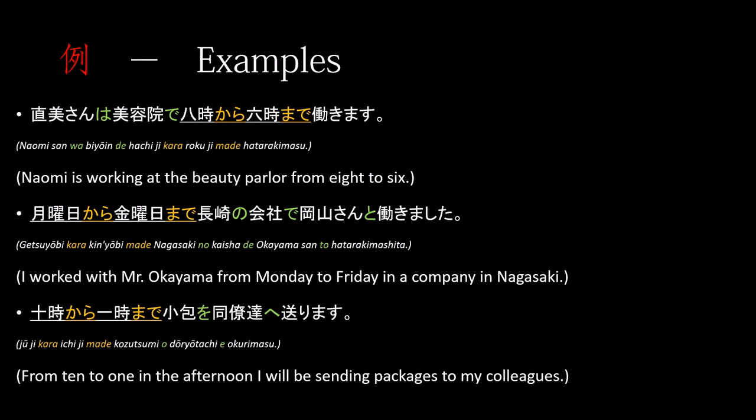First, no is forming a certain bond between two nouns representing ownership, that is a company in Nagasaki. De marks them as the location of the work, and with to we are marking someone that we are working with. And our third and final sentence, 10時から1時まで小包を同僚たちへ送ります。From 10 to 1 in the afternoon, I will be sending packages to my colleagues. Once again, time period, we have o to signify the object and e to signify to whom these objects are going to be sent.